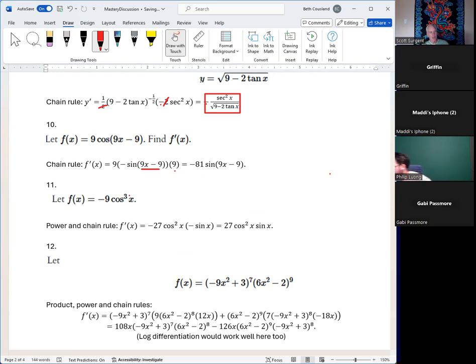Number 11. All right, let's see what's going on here. Bring the 3 down. Got negative 9 cosine cubed x. By the way, that's the same as cosine x quantity cubed. Bring the 3 down in front. You get negative 27 cosine squared x. And then the chain rule. Derivative of cos x is negative sine x. And then you'll notice that the negative here and the negative here cancel. You're just left with the leading 27 cos squared x sine x.